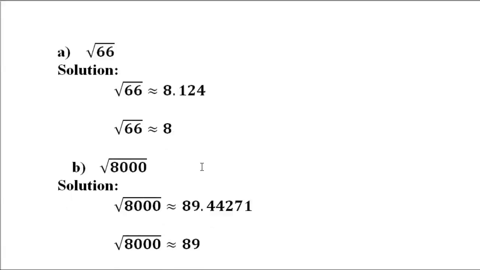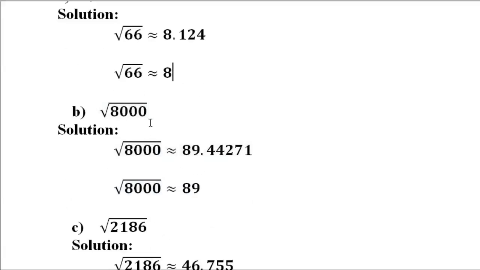The square root of 8000 up to 5 decimal places is 89.44271. Now, if I round off 89.44271 to the nearest whole number, it gives us 89. Therefore, the square root of 8000 is approximately 89.